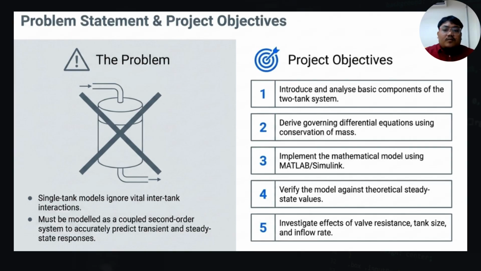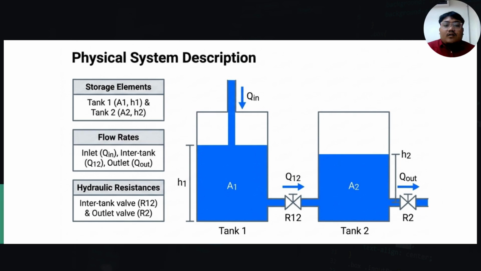This allows us to predict both the transient response and the steady state response more accurately. The objectives of this project are, first, to introduce and analyze the basic components of the two-tank system. Second, to derive the governing differential equations using conservation of mass. Third, to implement the mathematical models using MATLAB and Simulink. Fourth, to verify the model by comparing it with theoretical steady state values. Lastly, to investigate the effect of the valve resistance, tank size, and inflow rate.